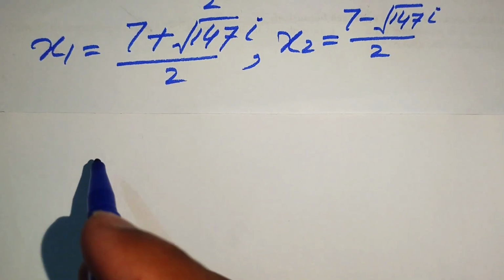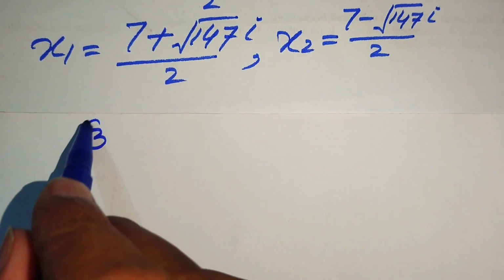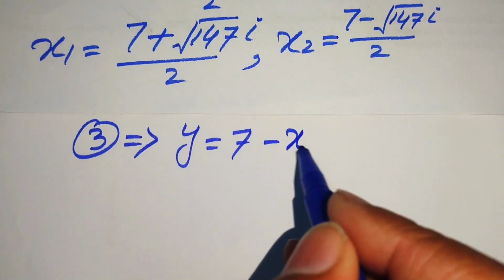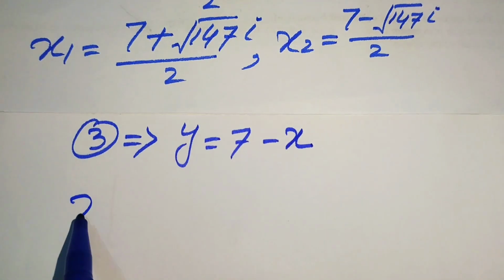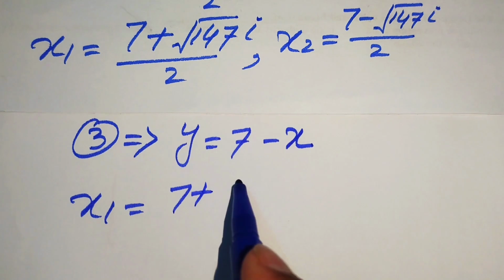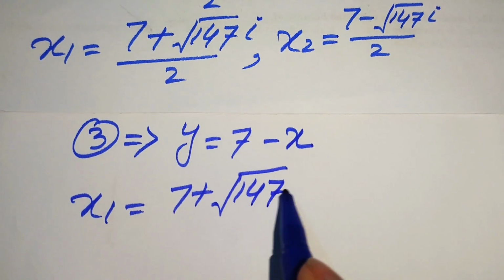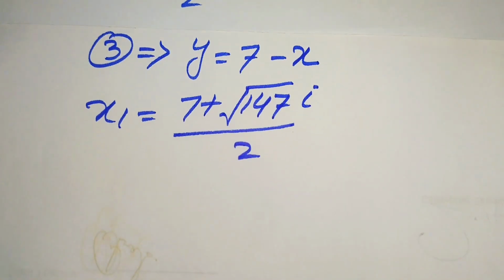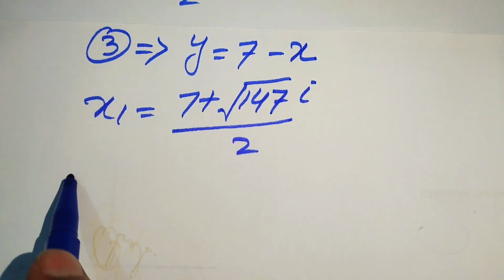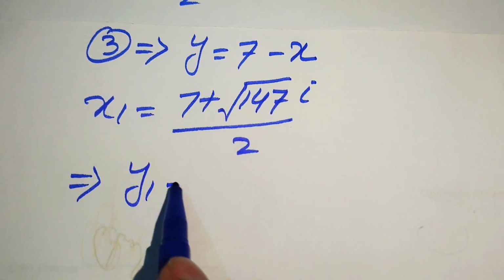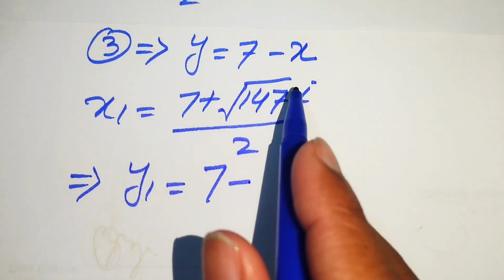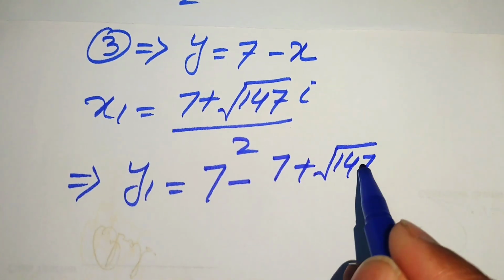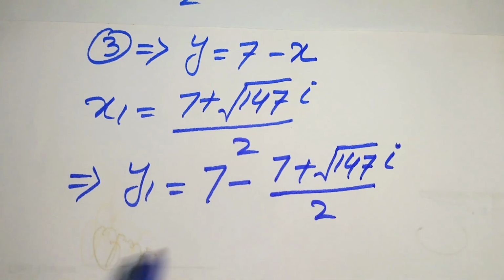Now here we copy down our equation number 3. Equation number 3 implies that y equals 7 minus x, and here we choose one value of x, which is x1 equals 7 plus square root of 147 iota divided by 2. First we substitute this value of x in the above equation. So our equation becomes y1 equals 7 minus x, which is 7 minus 7 plus square root of 147 iota, divided by 2.